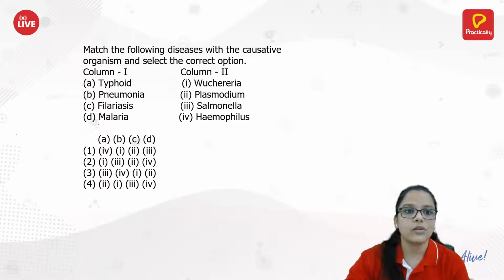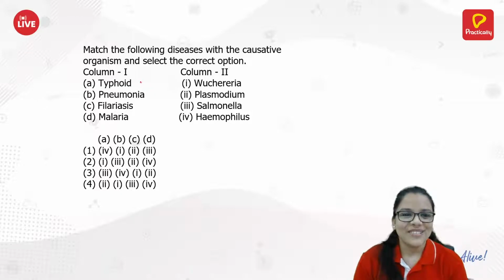Next, oh my god, so many of them are there. Typhoid will be Salmonella typhimurium. Pneumonia will be Haemophilus or Streptococcus pneumoniae. Filariasis will be Wuchereria, and malaria will be Plasmodium. So the answer is 3.